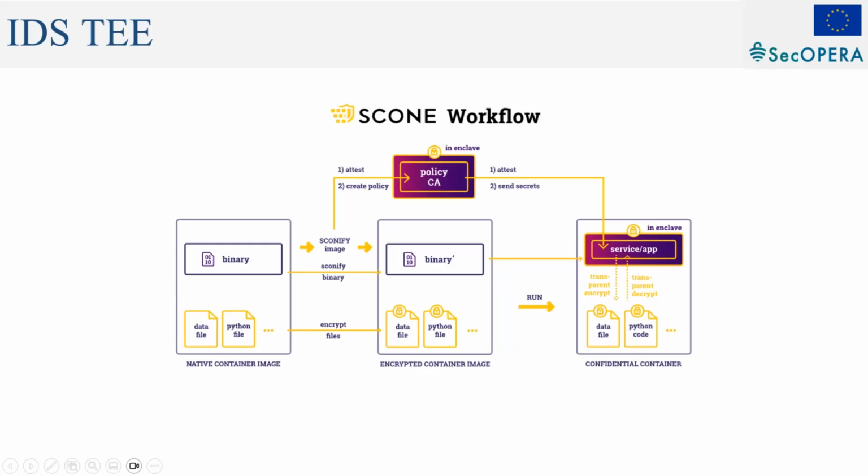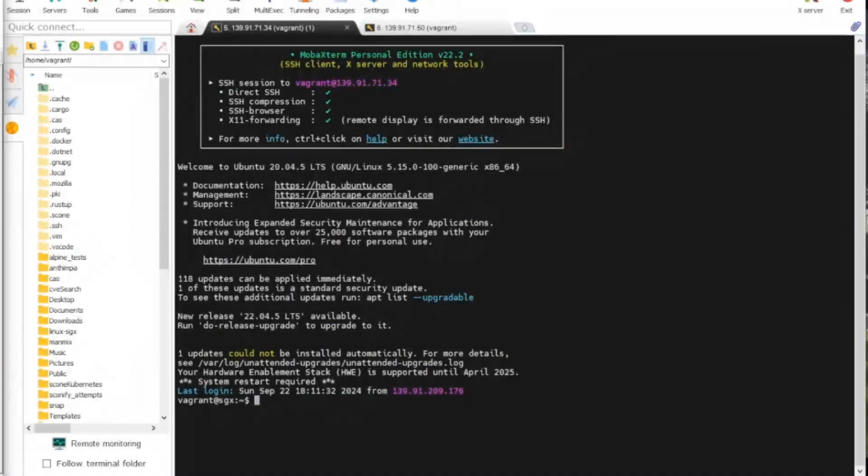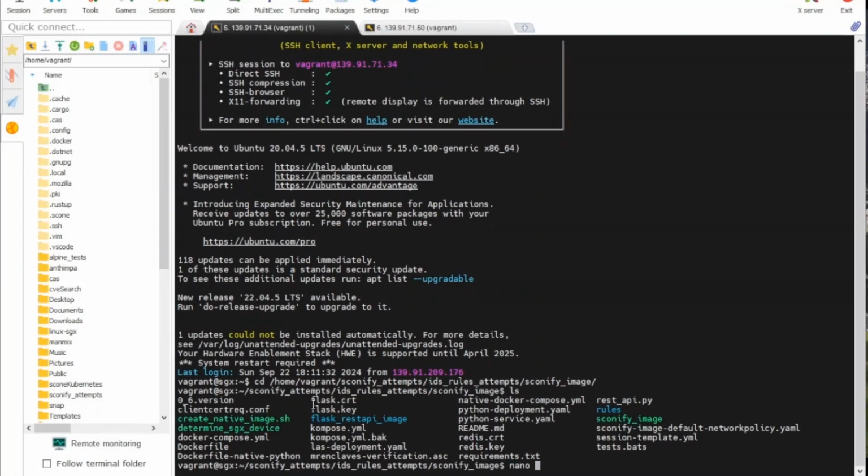IDS-T is based on the SCONE confidential computing technology that leverages Intel SGX to provide secure and confidential execution environments for applications. SCONE extends the capabilities of Intel SGX by providing an abstraction layer for easier enclave development. Thereupon, applications are packaged as secure containers, allowing easy deployment. IDS-T follows the sconification process to generate a confidential image.